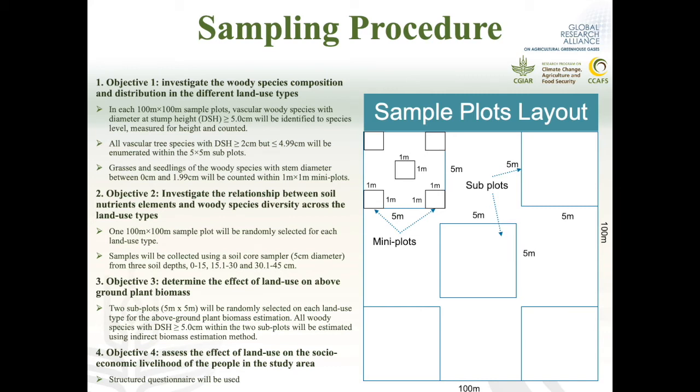Objective three, two subplots will be randomly selected at each of the land use types for the above ground plant biomass estimation. All woody species with diameter at stump height greater than or equal to 5 cm within the two subplots will be estimated using indirect biomass estimation. Questionnaire will be administered in the case of objective four.